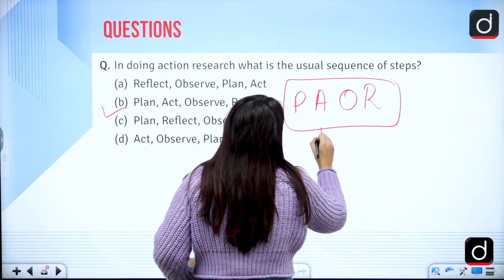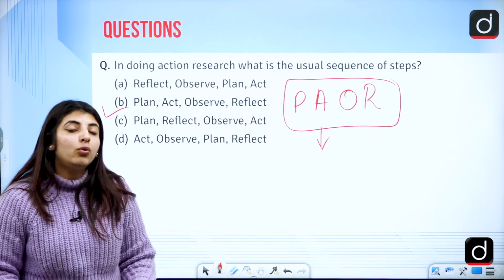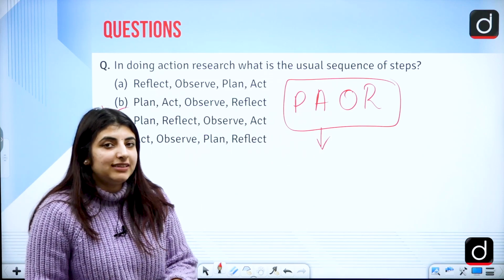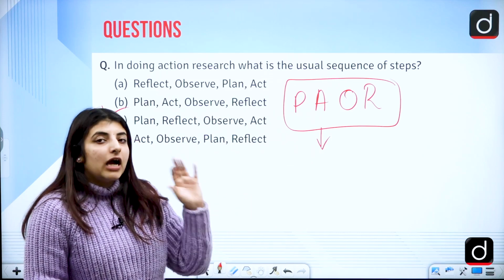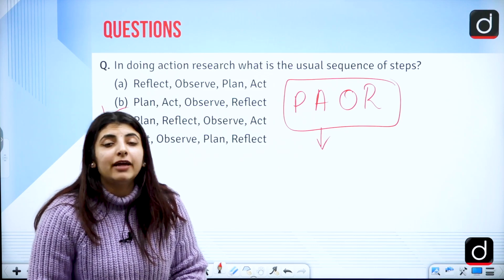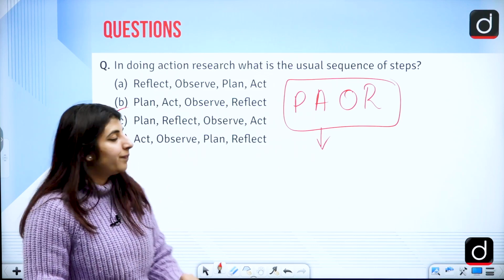Which was given by whom? You will be letting me know who gave the concept of this very thing, this action research. I'm not talking about the cycle. I'm talking about the concept of action research: it was given by whom? Comment down below and let me know.